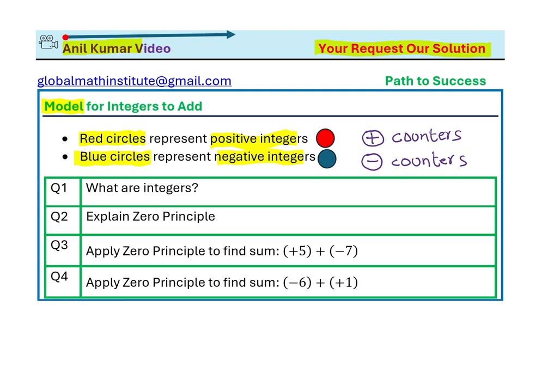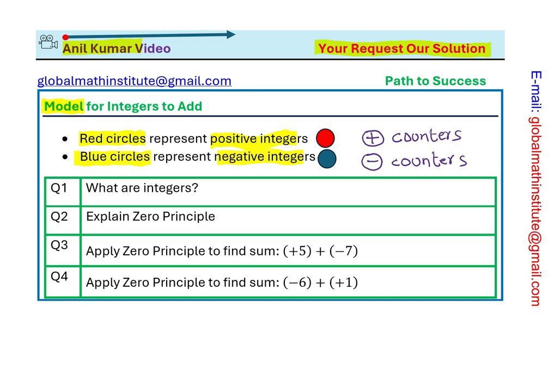Question number 1 here is what are integers? Question number 2, explain zero principle. Question number 3, apply zero principle to find the sum, the addition of two integers, plus 5 and minus 7 in this case. And then we have to apply zero principle to find the sum of minus 6 plus 1. So with these, we'll understand many concepts about integers.